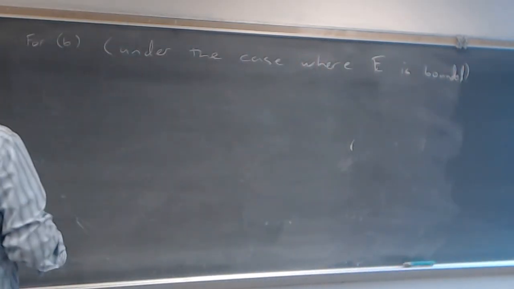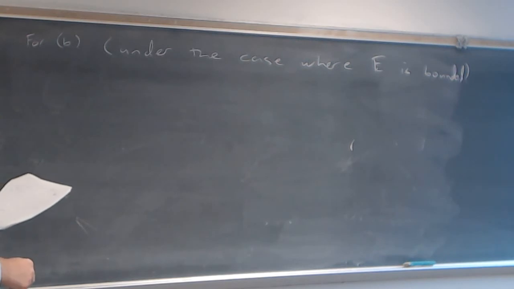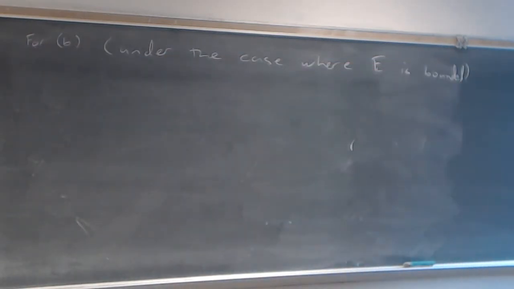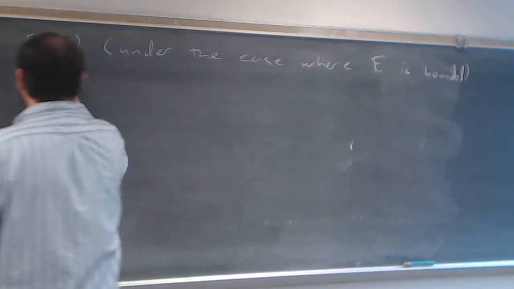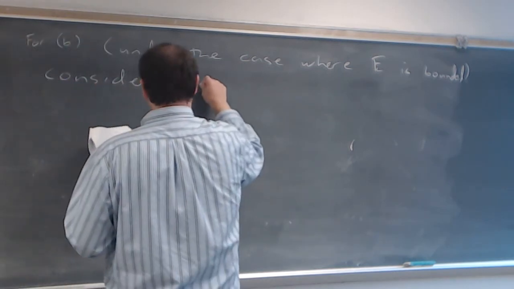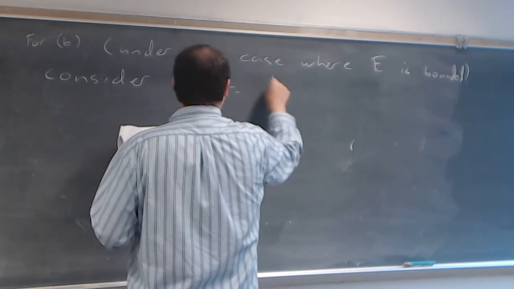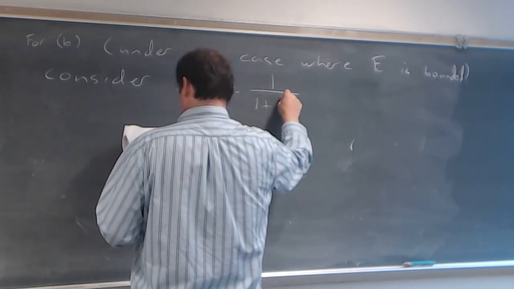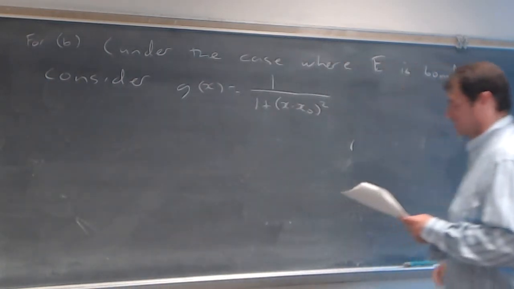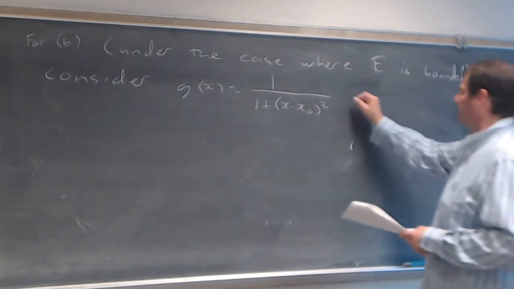Okay, now, what are we trying to do? We're trying to come up with a function that is continuous and bounded, but it doesn't attain its maximum. Okay? That's what we're trying to do. So here's what we do. We consider g of x to be equal to 1 over 1 plus x minus x naught squared. The x minus x naught is squared. And then here's what I can tell you.